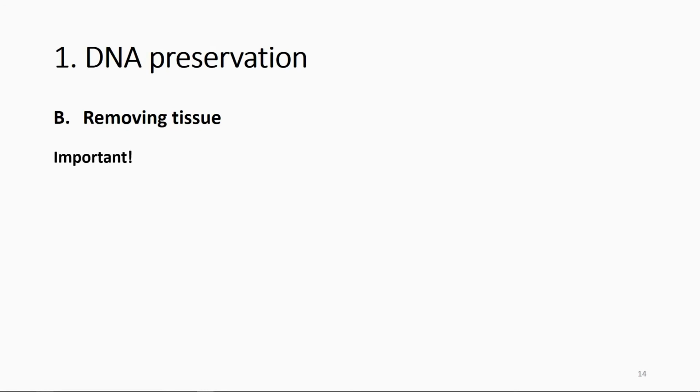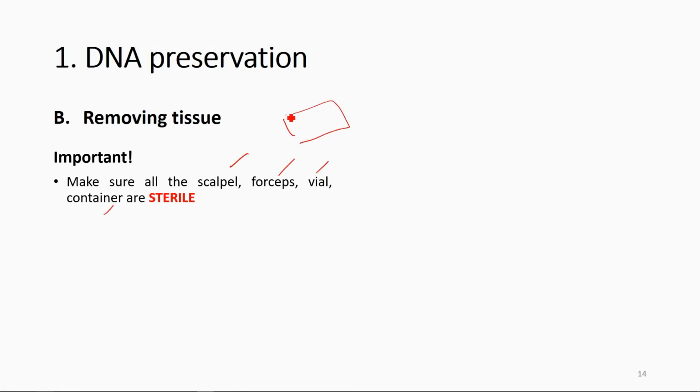There are a few important things you have to remember when you remove the tissue. You have to make sure all the scalpels, forceps, vials, and containers, all the materials and apparatus that you use when you cut a piece of tissue from the animal, are sterile. You also need to make sure you wear gloves so your DNA will not contaminate the sample.